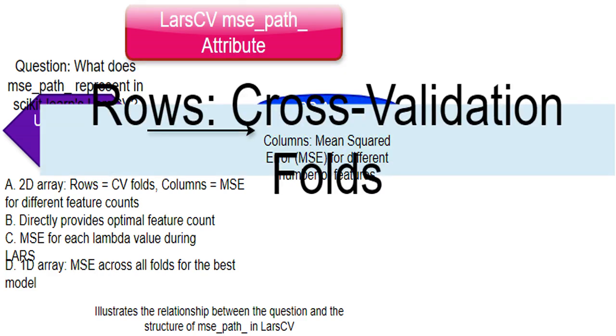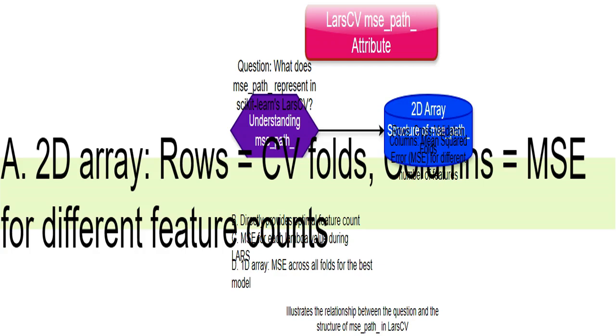The question focuses on understanding the meaning and structure of the MSE_path_ attribute. We are breaking down what it represents in a way that's easy to grasp. We're covering what information is contained in the rows and columns of the array. It's all about visualizing the process that LarsCV uses to determine the best number of features to include in the model.